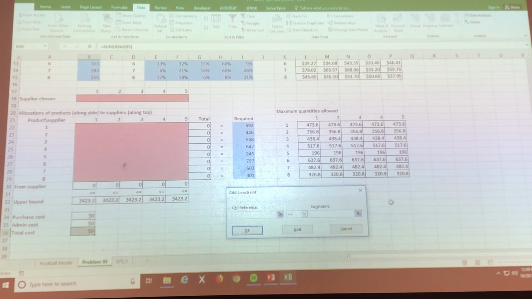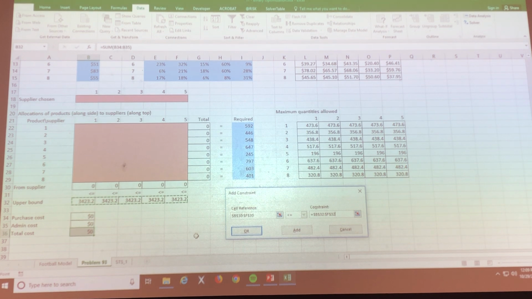Okay, add another one, that's what? Let's make sure that what comes from the supplier, which is in B to F30, is less than or equal to this effective upper bound, which is B to F32. And what's another one? B22 to F29 is less than or equal to L22 to P29.